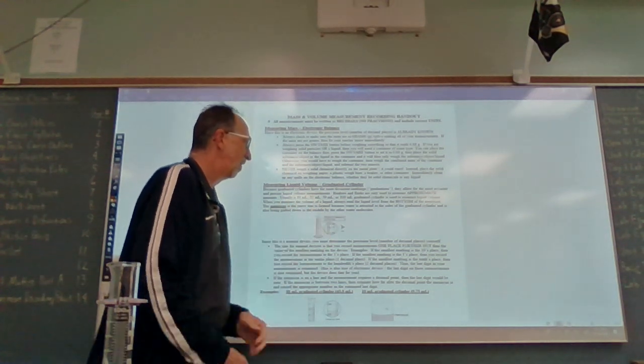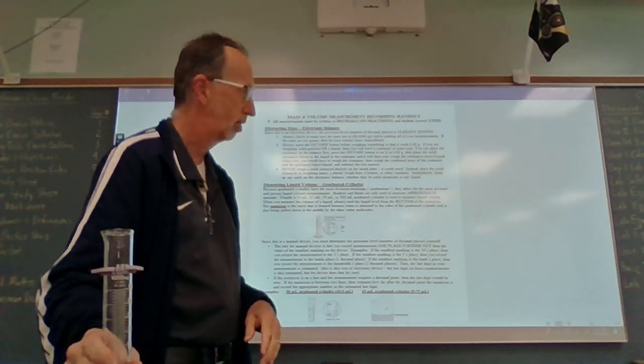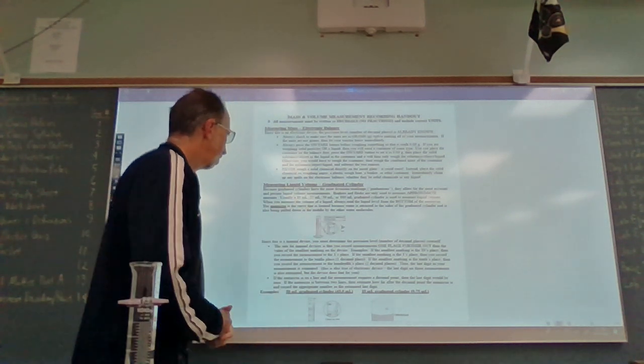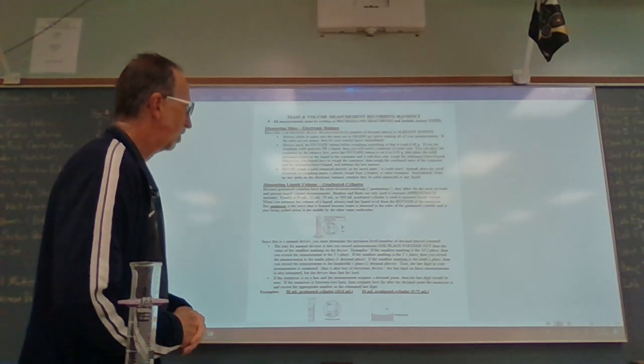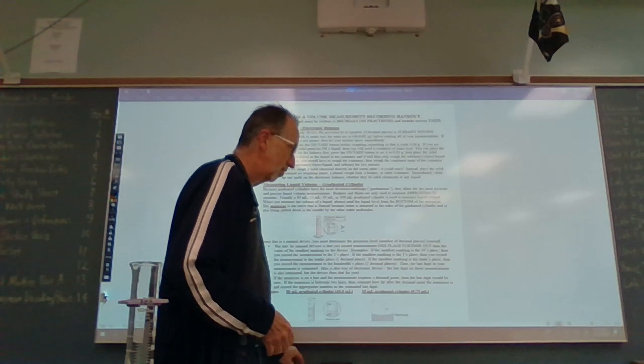Usually a 10, 25, 50, or 100 ml graduated cylinder is used to measure volume. This one's 100. We use all of those, really. When you measure the volume of a liquid, always read the liquid level from the bottom of the meniscus. I think you should all remember this.